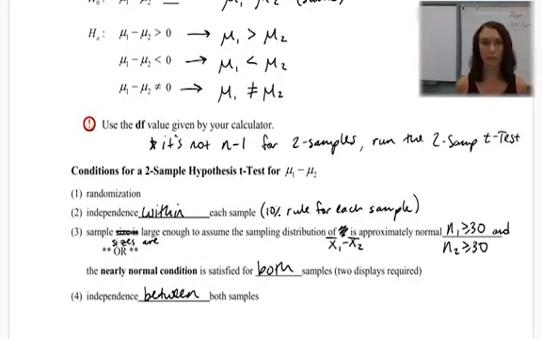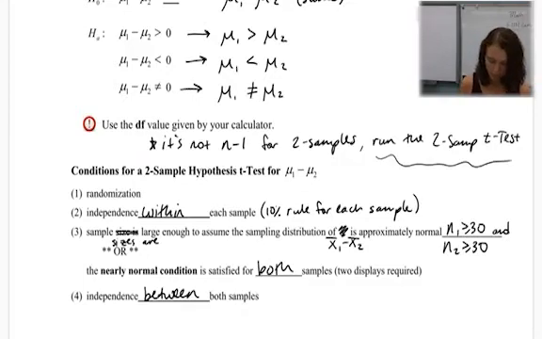Now, with our one-sample tests for means, our degrees of freedom was n minus 1, the sample size minus 1, but it's not n minus 1 when we have two samples. Technically, you can get away with it, but your math isn't going to be accurate. So what you want to do is use the degrees of freedom value that your calculator gives you. When we run our two-sample t-test in our calculator, it'll tell you a degrees of freedom value. You'll want to just write that down and use it.